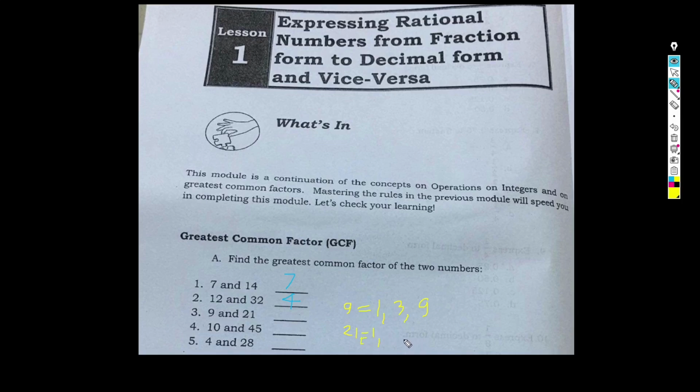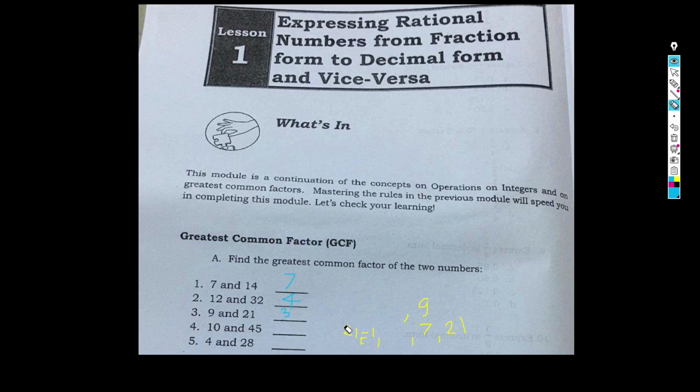And then next, 2? No. 3, yes. 4, no. 5, no. 6, no. 7, no. 8, nope. 9, 10, no. 11, 12, 13, 14, 15, 16, 21. Okay, so the greatest is 3. 3 is the GCF, greatest common factor. Answer is 3.